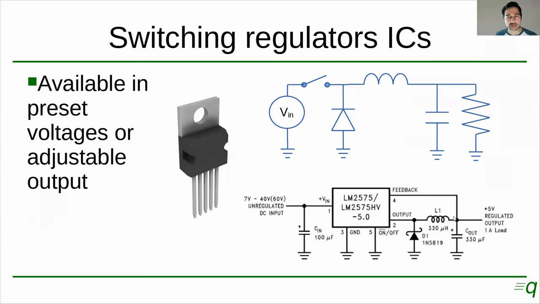So if for whatever reason it detects a bit less than 5 volts, this will increase the duty cycle, right? The on time relative to the off time. And that's going to raise the voltage back to 5 volts. And if it senses that the voltage is a little bit too high, maybe 5.5, this will decrease the on time and will bring the output voltage back to the 5 volts that we want.